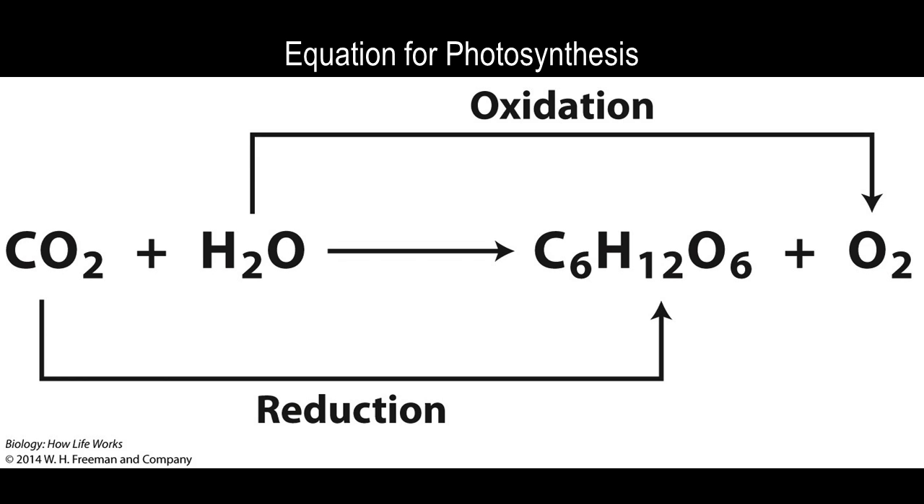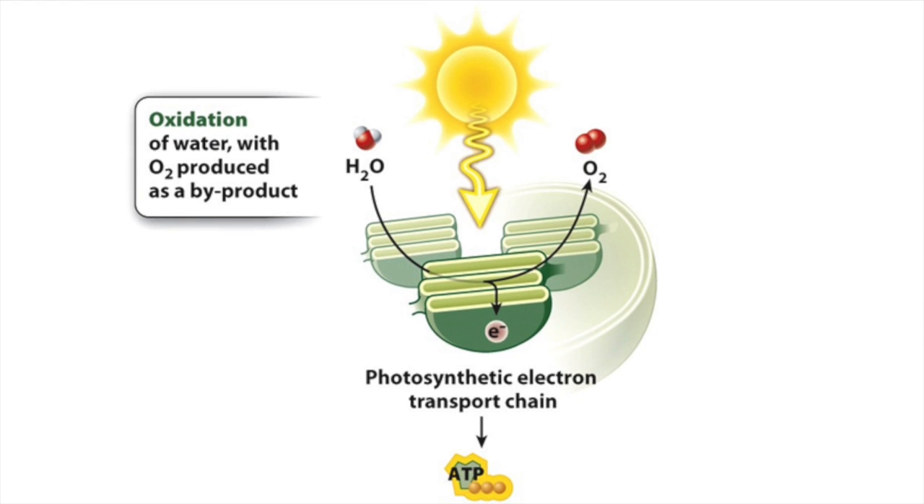Photosynthesis is a redox reaction. It is the process of converting carbon dioxide and water into glucose and oxygen. The oxidation of water in this reaction is associated with the reduction of carbon dioxide through a series of redox reactions, which creates a photosynthetic electron transfer chain.